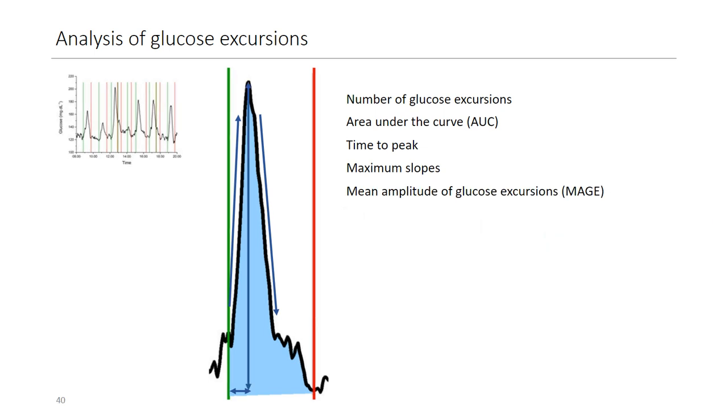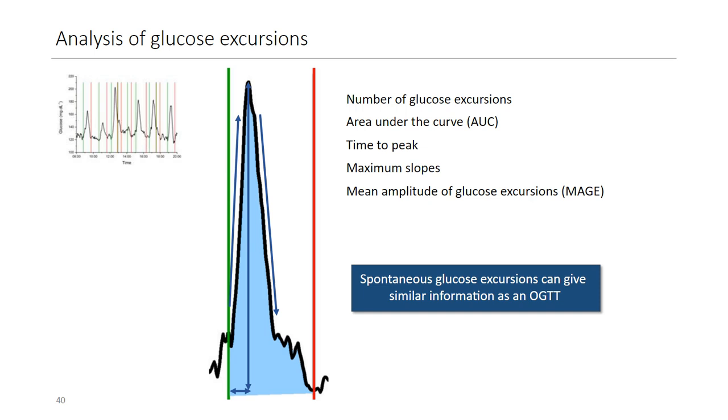And then lastly, you can also measure the amplitude of these glucose excursions. And if you then take the average, you calculate the MAGE, the mean amplitude of glucose excursions, which is also a value for the variability. So, as I mentioned, these spontaneous glucose excursions can actually give similar information as a glucose tolerance test. However, the mice are just calmly in their cage, behaving naturally and are non-stressed.